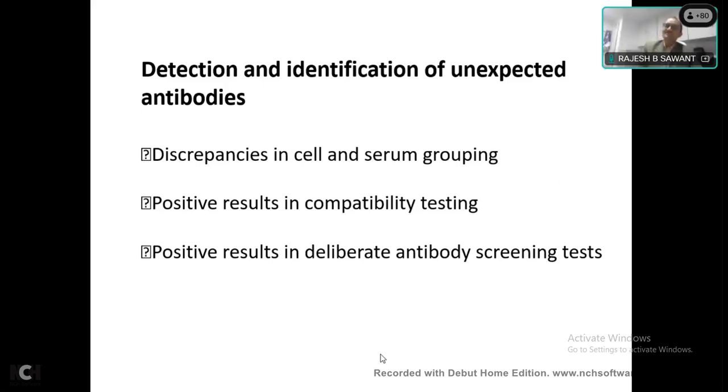So what chances do we get to identify these unexpected antibodies? One is, you will notice a discrepancy in your cell and serum grouping, the forward and the reverse grouping. You will find an extra reaction maybe, right? Or when you do a cross matching or a compatibility testing, the cross match will be incompatible, which otherwise has to be compatible because you have chosen the same blood group, donor units, but it is still incompatible because there is an unexpected antibody. Or when you do an antibody screening, which is recommended, you will get a positive result, right?